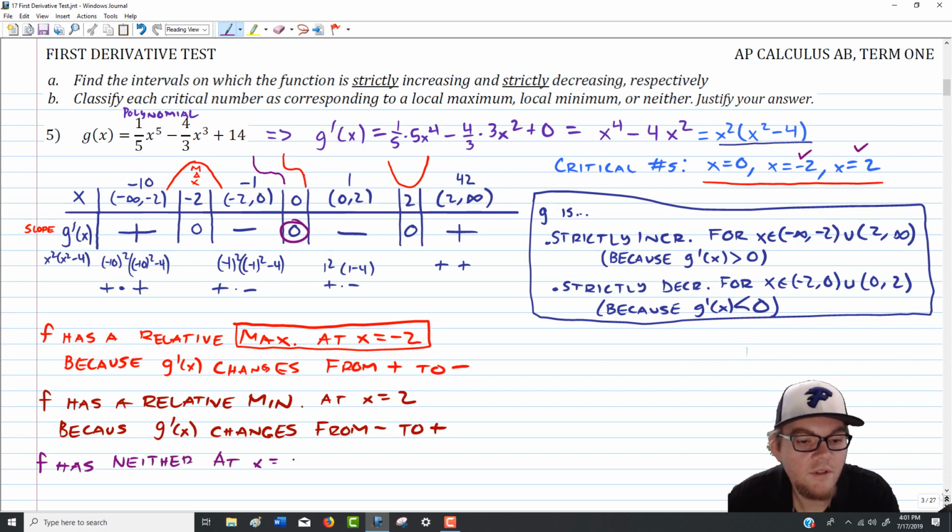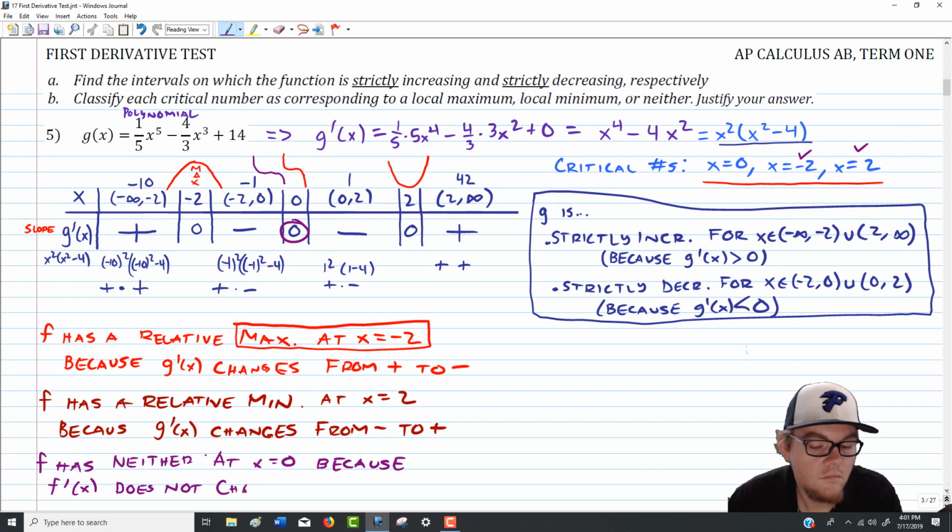at x equals 0. And then our reason, this is one of those reasons to just commit to memory and get stuck in your head. Our reason, f has neither at x equals 0, is because f prime of x, the derivative in other words, does not change signs. And of course it does not change signs. It does change signs in other places, but it doesn't change signs there.